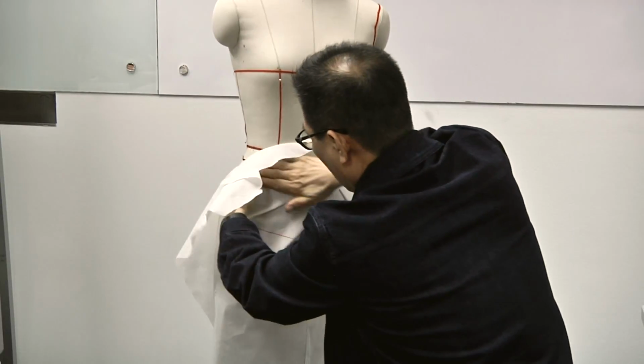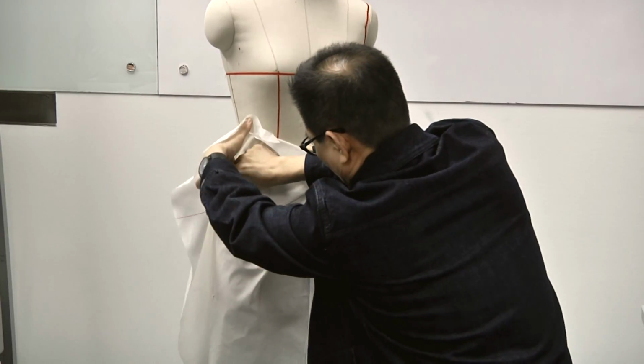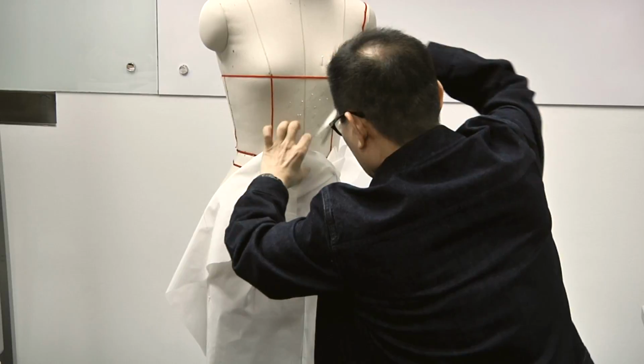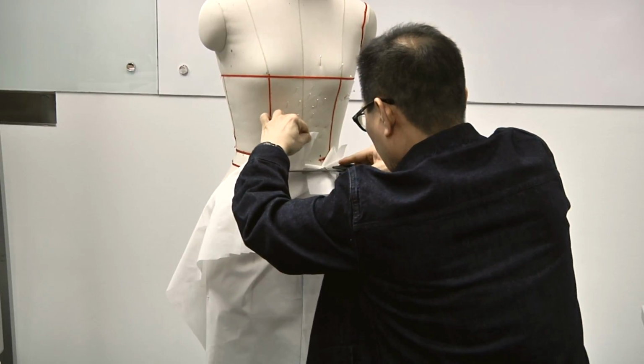Okay, can you see that here? I want it to be fitted here. You see, I don't need a dart at all. So in order to get rid of all the excess fabric and the tension, I will slash.